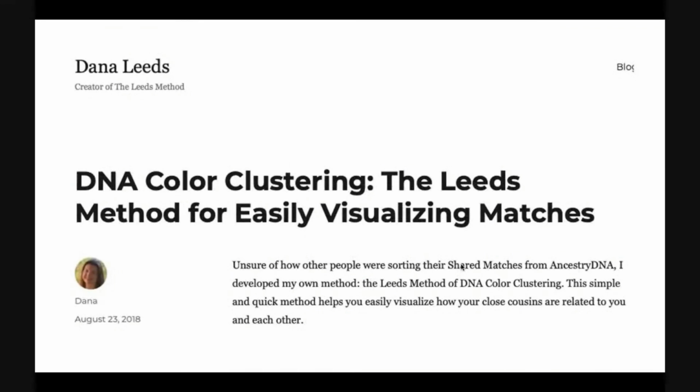For a little more detail on each of these, let's start out with the Leeds method. And again, that's Dana Leeds, and her website is danaleeds.com. She came up with this color clustering method for easily visualizing matches.